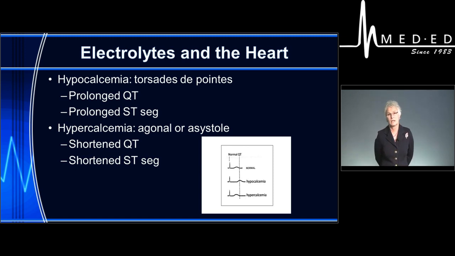Look at calcium. Low calcium can cause torsades. Now, on the test, if you see any question about torsades, the answer is always magnesium. You're going to give mag, no problem. You're going to give magnesium. But here, low calcium can also cause it because it prolongs the QT interval. Hypercalcemia, or increased serum calcium, can cause asystole. And that's what we see in some cancer patients because they have very high serum calcium levels.